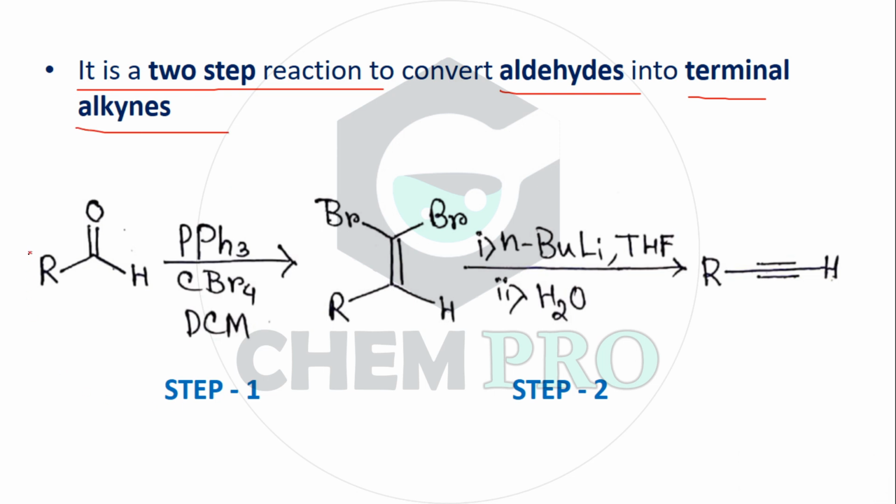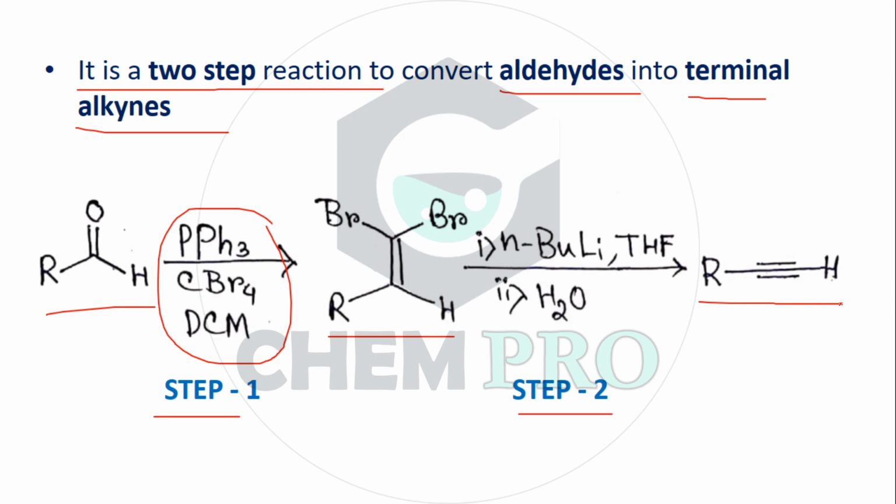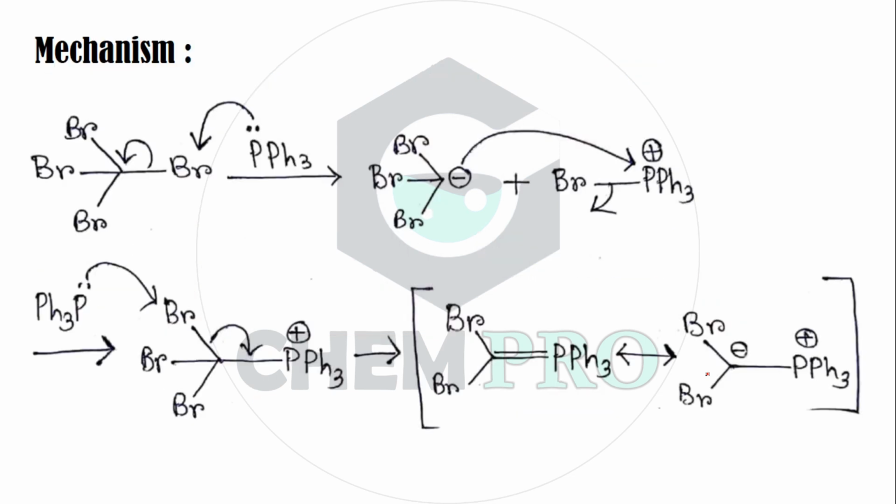Okay, in the first step the aldehyde is converted into 1,1-dibromoalkene with these reagents, and in second step the 1,1-dibromoalkene is converted into the terminal alkyne. Okay, and this terminal alkyne is our desired product. So let's check the mechanism first.